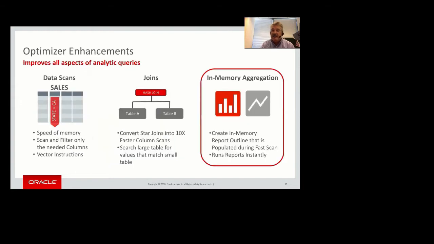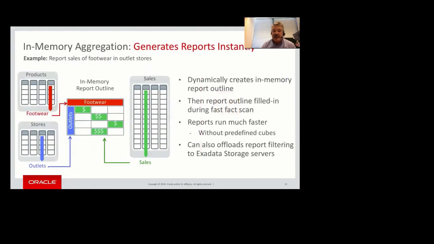And then we have in-memory aggregation, or something we call vector group by. This provides the ability to actually do a group by, or the aggregation from a group by, in the scan of the Columnstore. This is a little bit more complicated picture here, but essentially what we have is two dimension tables, a products table and a stores table, and they're part of a join to the sales table. In addition to that, we're doing a group by here.